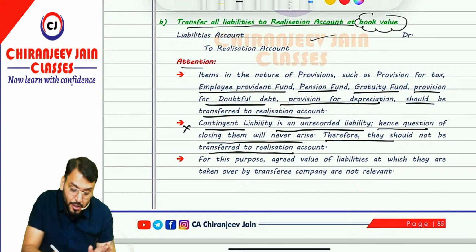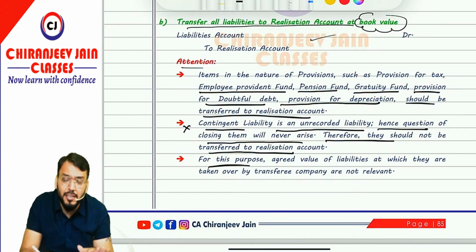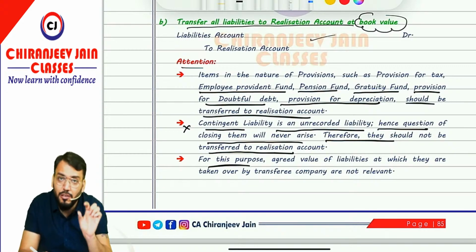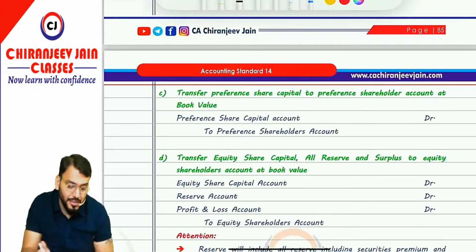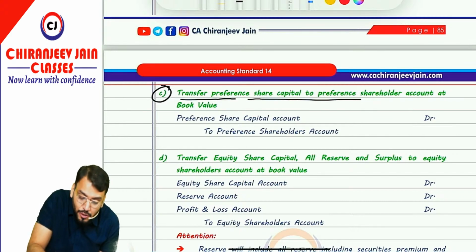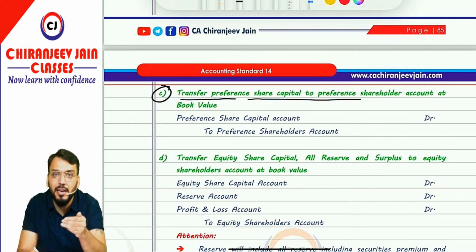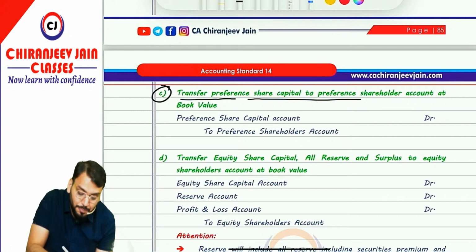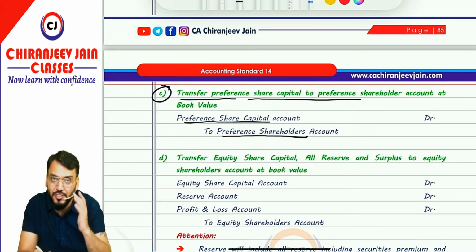Correct? Yes, sir. For this purpose, once again, the agreed value of liability given is not at all relevant. We only need to close at what? Book value. So have you understood liability? Yes, sir. Then the next step is what? Transfer preference share capital. Step number 1, point number C is what? Transfer preference share capital to preference shareholders account at book value. So what journal entry will we do? Preference share capital account debit to preference shareholders account. So preference share capital will be transferred to preference shareholders account because we need to pay the preference shareholders.